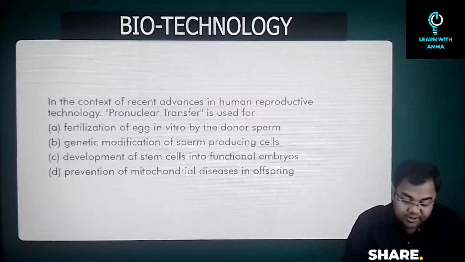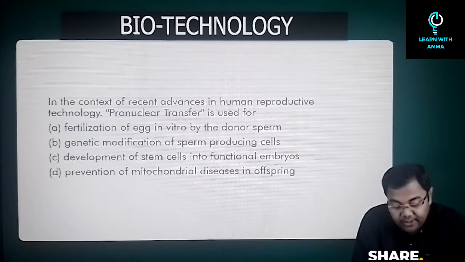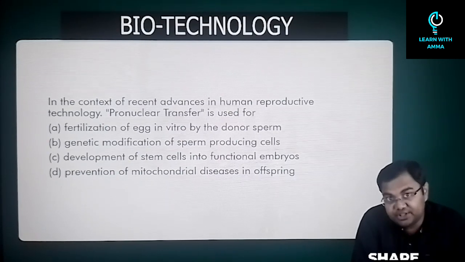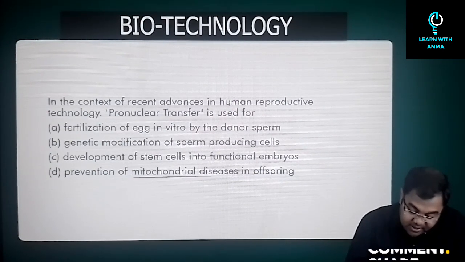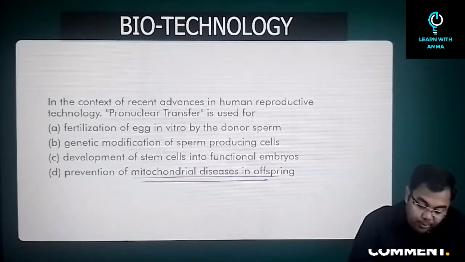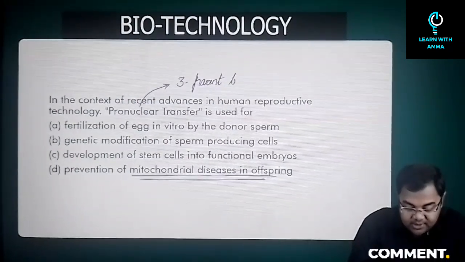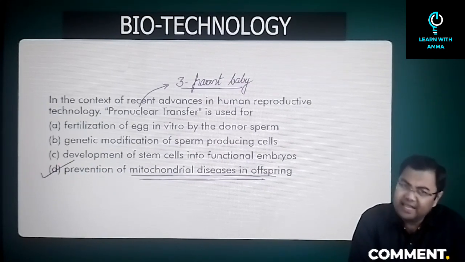Alright. There's one question that had come in the examination. In the context of recent advancements in human reproductive technology, pronuclear transfer is used for: A. Fertilization of egg in vitro by the donor sperm, B. genetic modification of sperm producing cells, C. development of stem cells into functional embryos, D. prevention of mitochondrial diseases in offspring. This is what we are doing, correct? What are we doing in pronuclear transfer? What is the other name? Three-parent baby. We just discussed this. So that's why the correct answer here will be D. A direct question was asked from me.